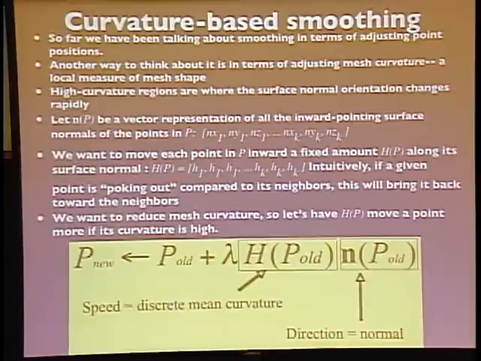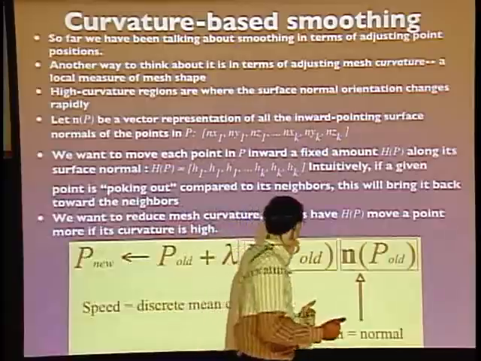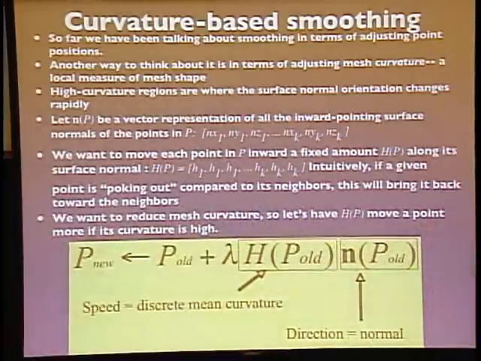So then, you can imagine, instead of formulating the process of smoothing in terms of iteratively changing the point positions, you can change that to talk about iteratively changing the orientations of normals on the surface. In particular, what we're going to want to do is move a point a lot if its curvature is high.